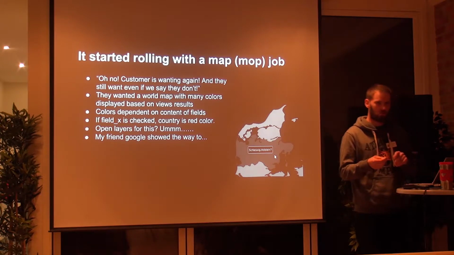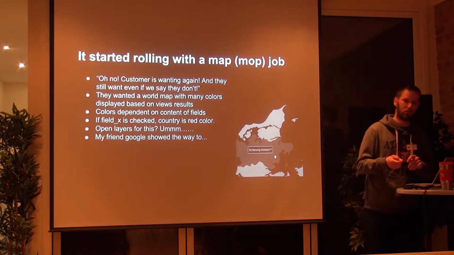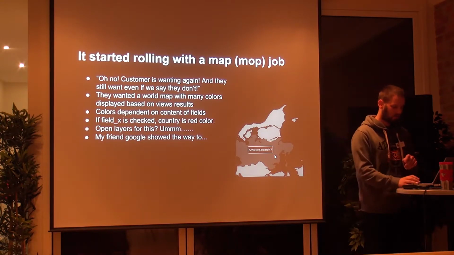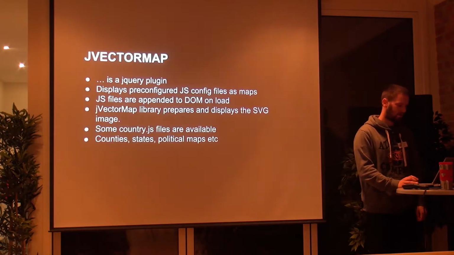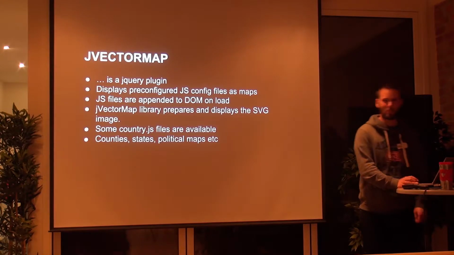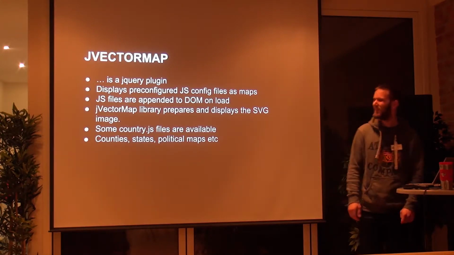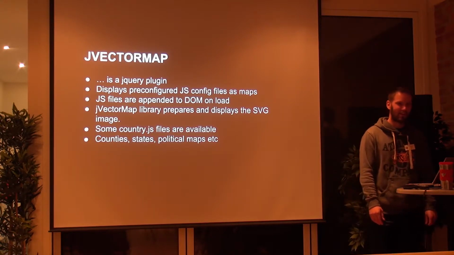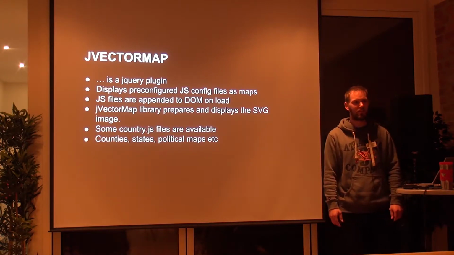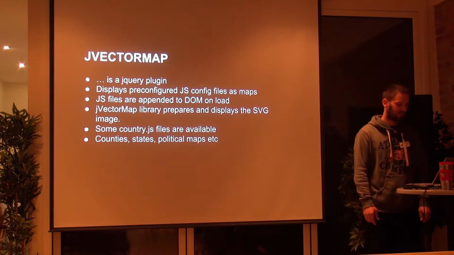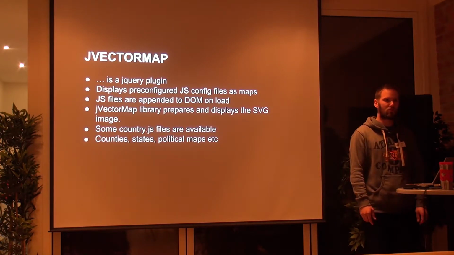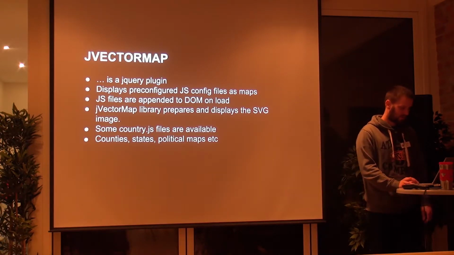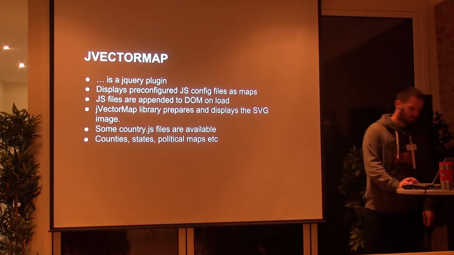So I actually Googled. I don't know what I Googled, but I think I just Googled maps, and that led me to Jvector map. It wasn't that hard. Well, Google is your friend, but somebody would argue that it's not a good friend in terms of privacy. Jvector map is a jQuery plugin.